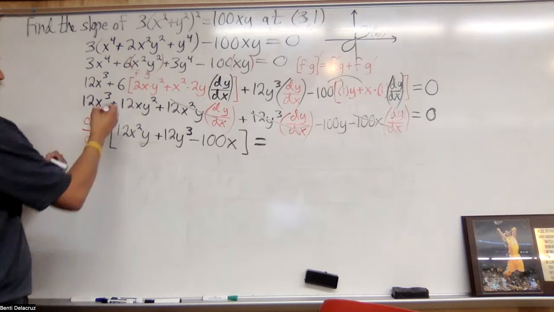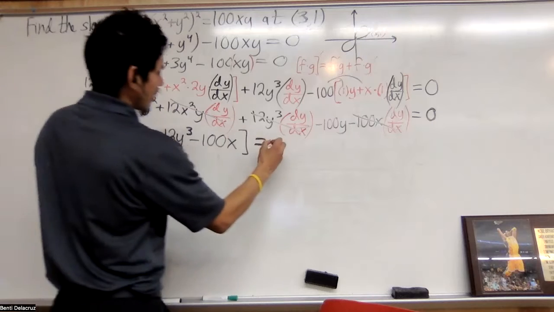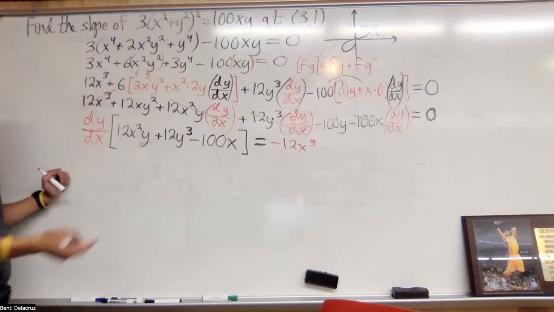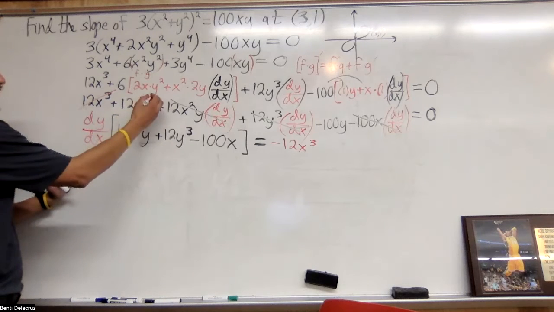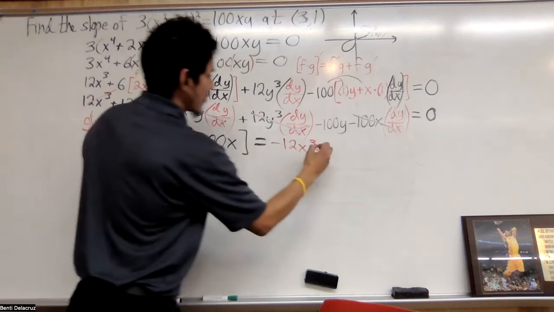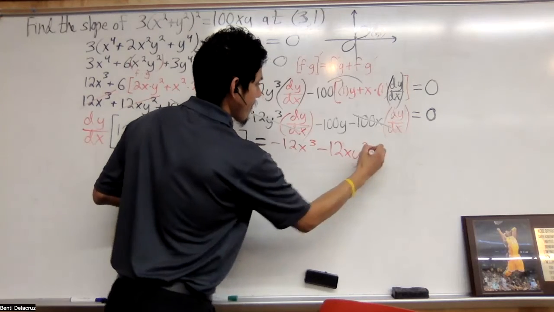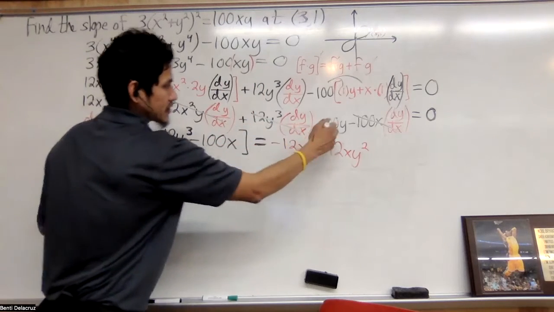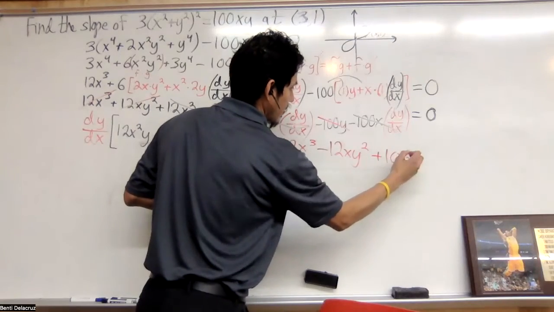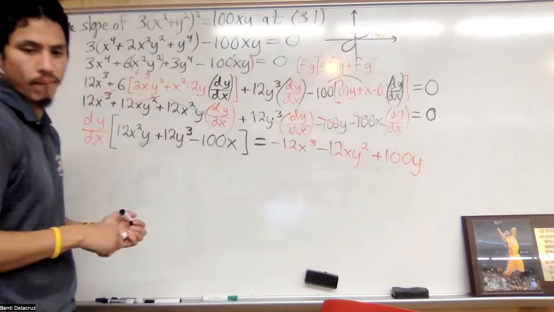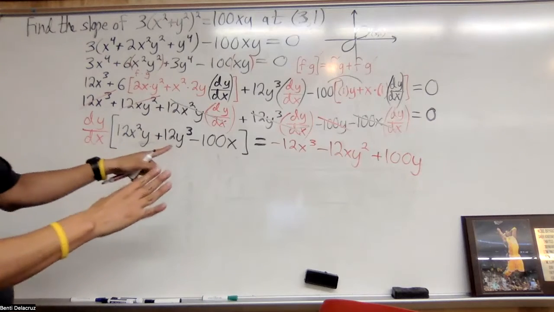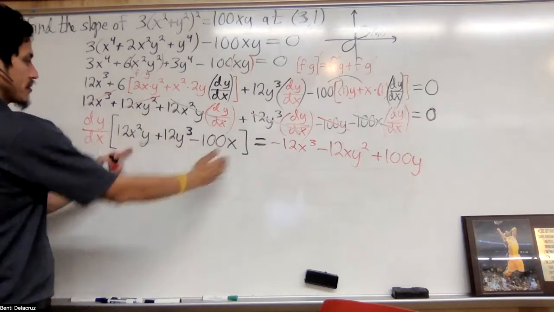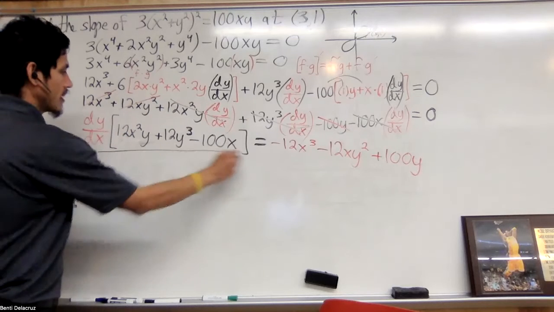So I'm going to cross this out because I'm going to subtract it from the left. So on the right side, we'll have minus 12x cubed. And then subtract this from the left side. So minus 12xy squared. All right. And then let's go ahead and subtract or add this last term. So we're going to have plus 100y on the right. All right, so stare at that for a second, make sure it makes sense to you. And now we just divide by this whole group in black here. We divide each side by that.